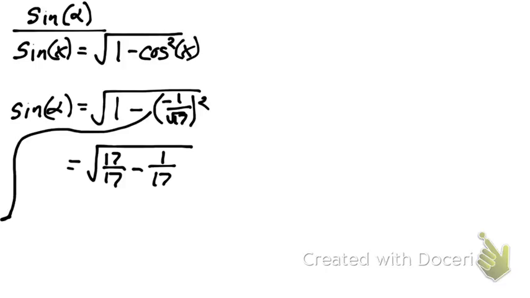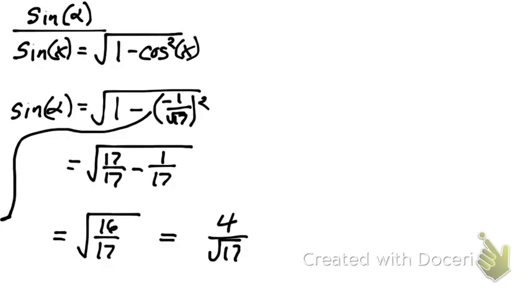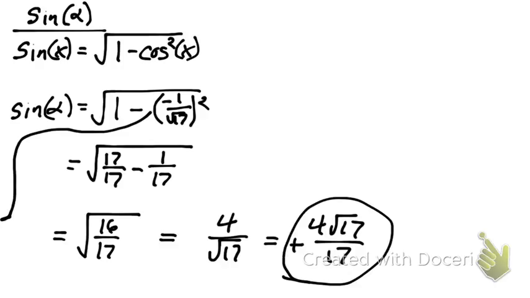All right, so it's 17 over 17 minus 1 over 17, which is going to then equal the square root of 16 over 17. Well, that's just going to equal 4 over the square root of 17. Simplifying that, we're going to get 4 square root of 17 over 17. Alpha is in the second quadrant. Sine is positive in the second quadrant, so it's going to be a positive 4 square root of 17 over 17. Once again, you do not have to write your positive. I just do every time to make sure I did my check.